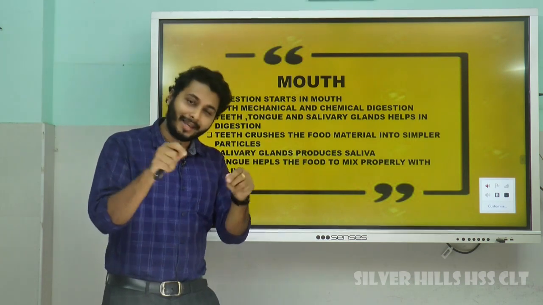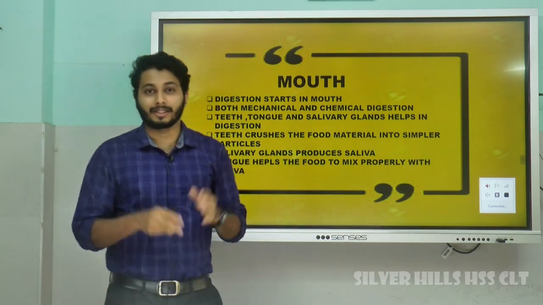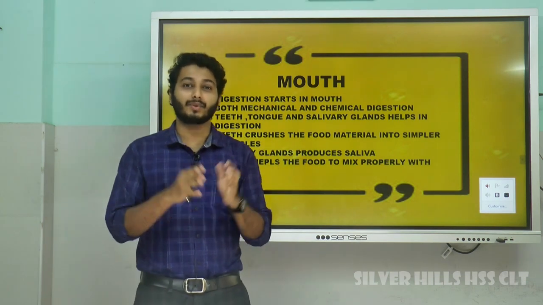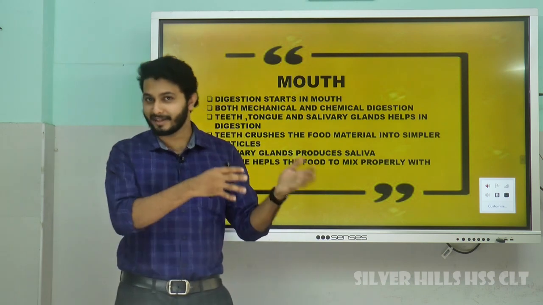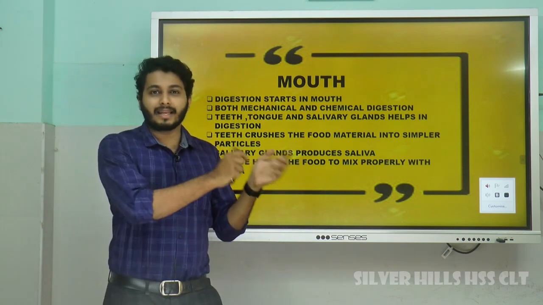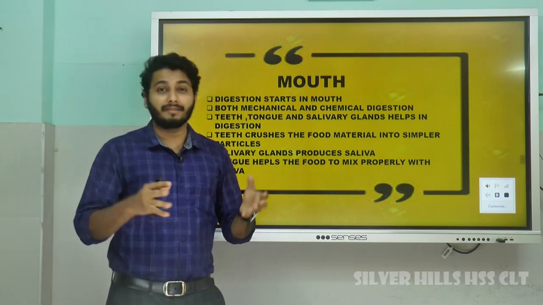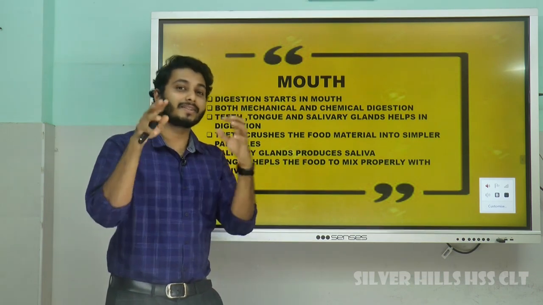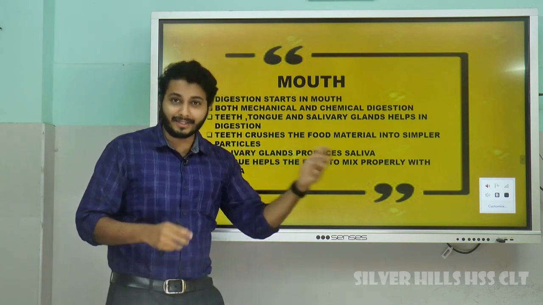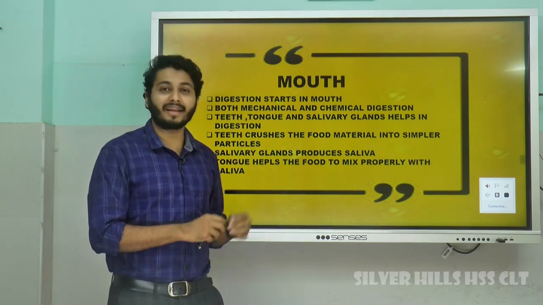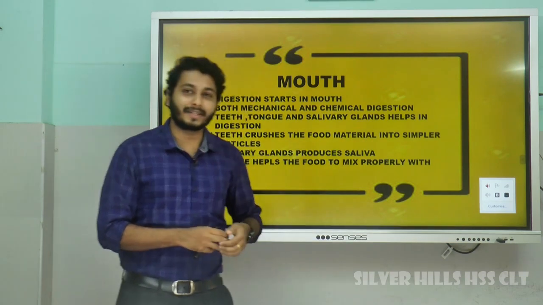In mouth both mechanical and chemical digestion take place. The teeth crush the food materials into simpler particles. That's actually mechanical digestion. And the salivary glands produce saliva. The saliva contains an enzyme called salivary amylase, which helps in the digestion of starch. That's an example of chemical digestion. So both mechanical and chemical digestion take place inside the mouth.